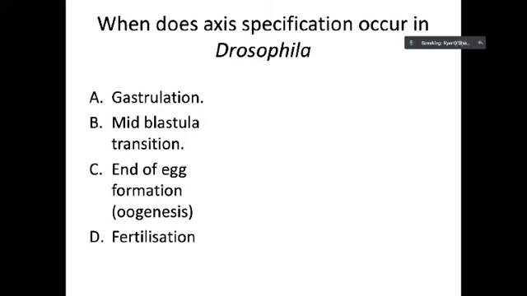So first of all, I'm going to ask you a question, and I know we can't do any of the clickers and stuff, but just have a think of what the answers might be. So when does axis specification occur in Drosophila? And I'll give you 30 seconds or so to think about this.